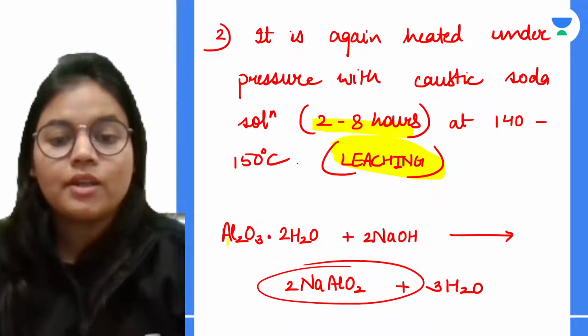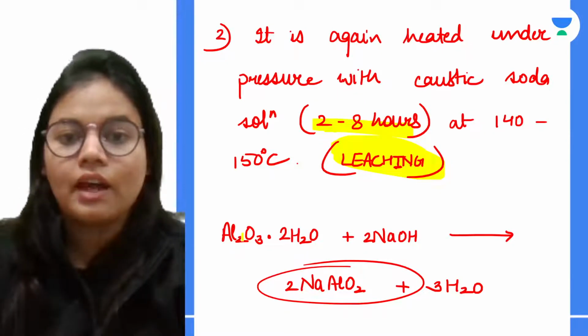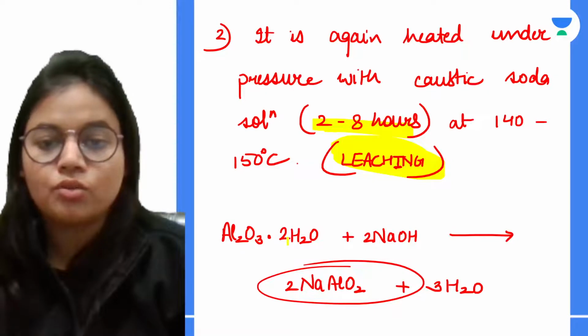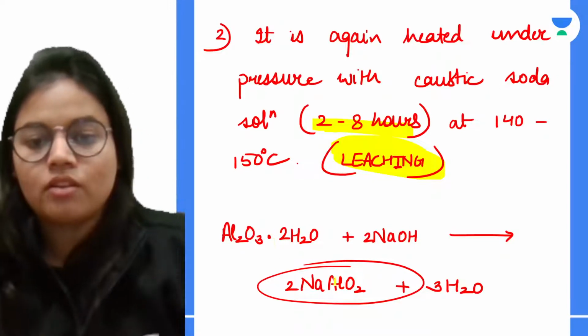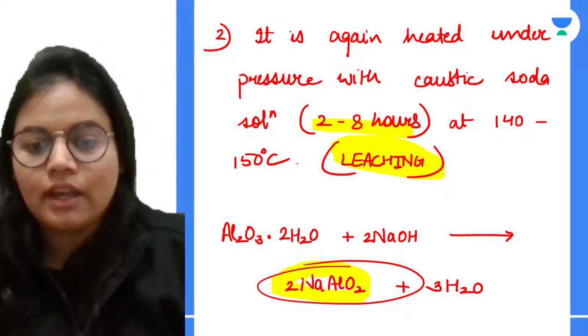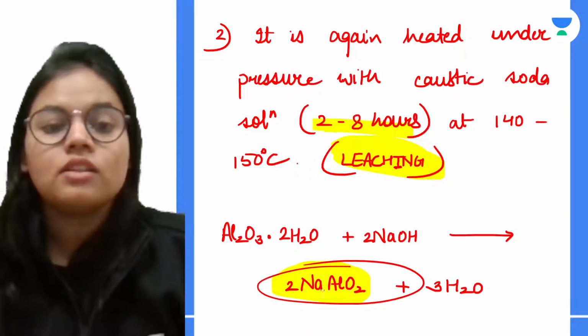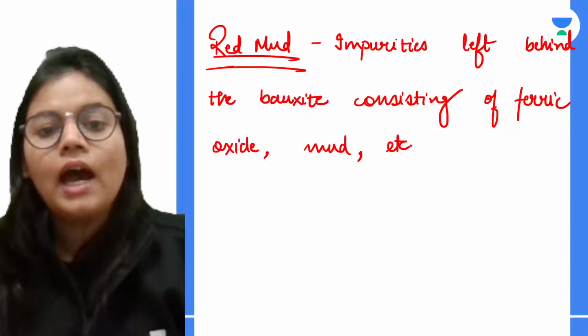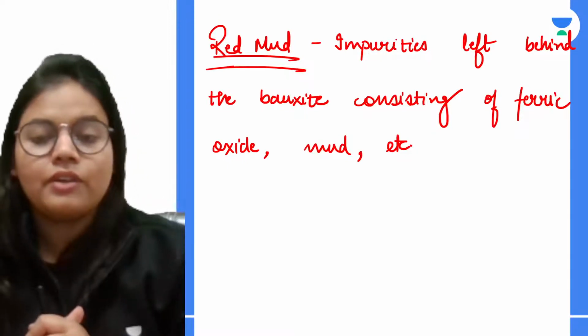Okay, the equation that we are having in the second step is this: Al2O3.2H2O, when it mixes with sodium hydroxide, it gives this as the main product. This is known as sodium metaaluminate.